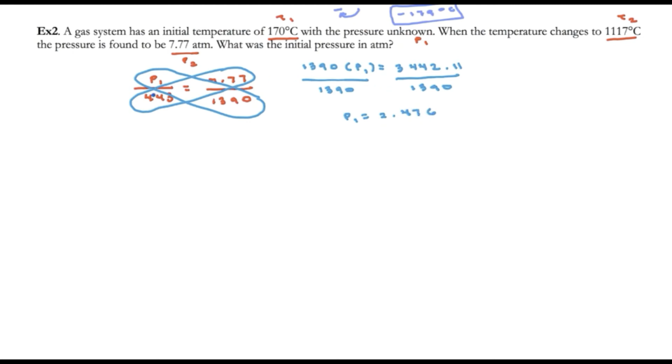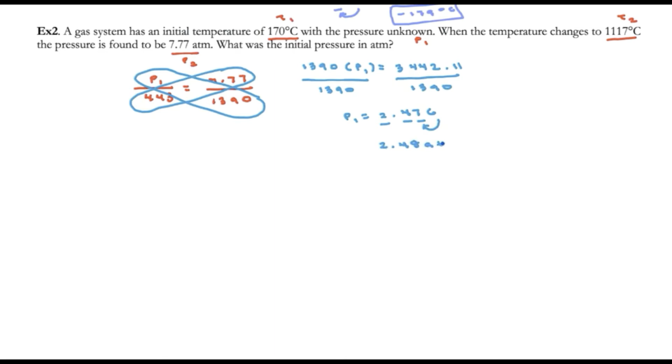Sig fig wise, remember I'm not going to use 170 to determine sig figs. I'm going to use the 443, that temperature in Kelvin. So I have 3 sig figs here, 3 sig figs here, 3 sig figs here. So I need 3 sig figs. So this is going to round to 2.48 atmospheres.